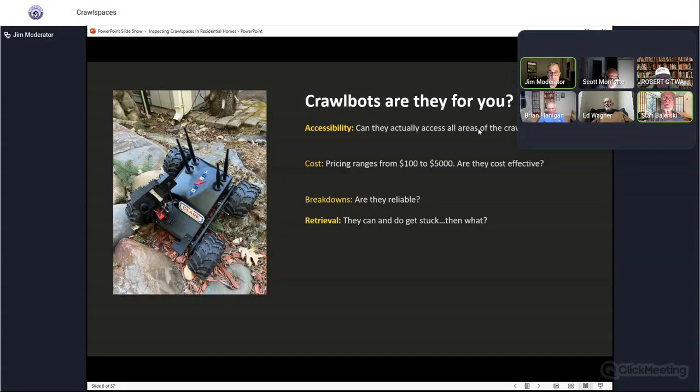And are they reliable? They do break down. Just like drones crash, you lose drones, you can lose these guys in the crawl space as well. But it is a tool that's becoming very popular in areas that have a lot of crawl spaces.